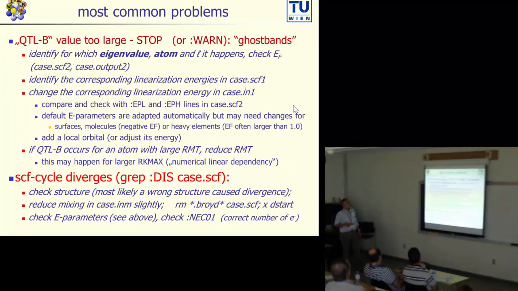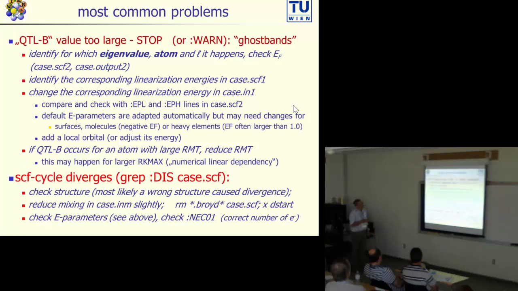The most common problem, I would say, is a message like "QTLB value too large, stop." So your SCF cycle stopped during this. Again, first of all, you have to identify in these output files for which eigenvalue, which atom, and which angular momentum, which L, it happens. This is information we need to know, otherwise nobody can help you.